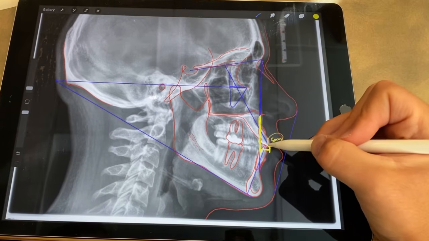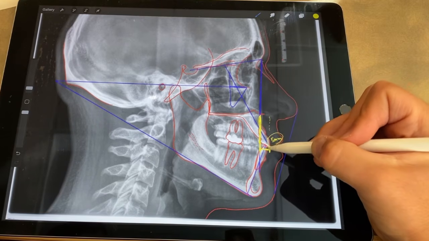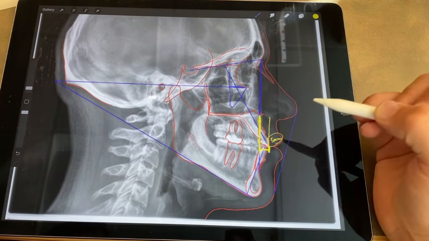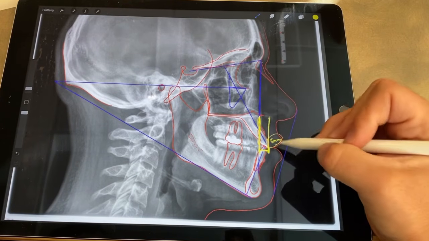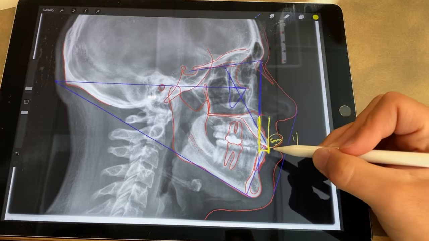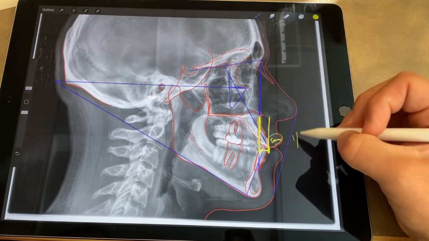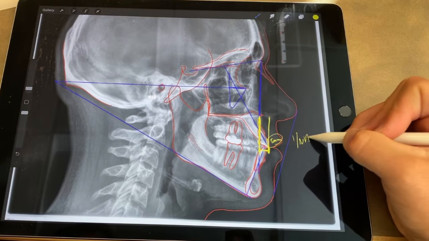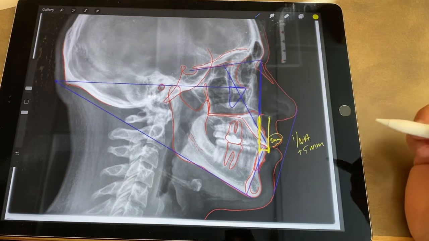If my maxilla were, say, here, then what would that number be? It would be 0, right? Because the tip is right at the front of the maxilla. So we call that the upper 1, right? Upper 1 to NA, to nasion A point. So the upper 1 to NA for me is plus 5 millimeters.